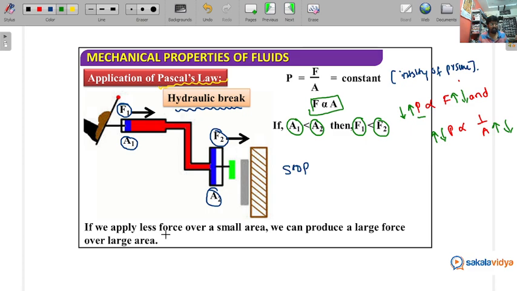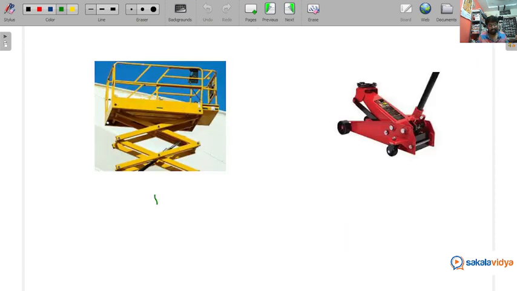If we apply less force over a smaller area, we can produce a larger force over a larger area. So the working principle of the hydraulic brake is an application of Pascal's law. We apply a smaller force on a smaller area, which creates a huge impact by stopping a vehicle through a large force on a larger area. So this is a practical application of Pascal's law. This is a hydraulic jack, hydraulic lift, where we use the application of Pascal's law.